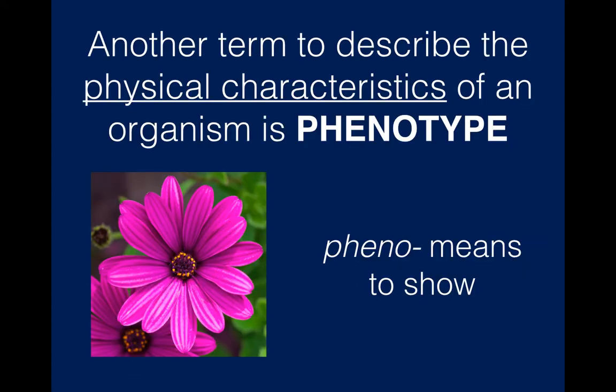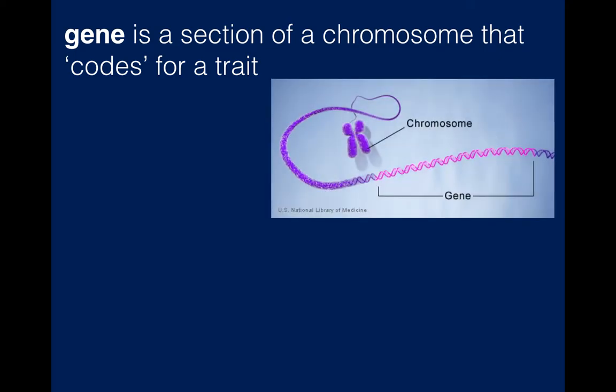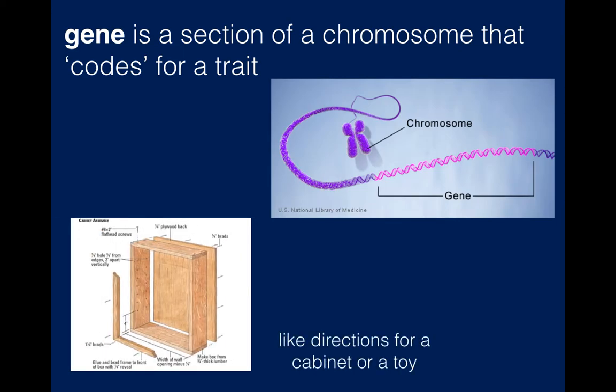Another term to describe the physical characteristics of an organism is phenotype. Pheno means to show. A gene is a section of a chromosome that codes for a trait. So if a chromosome was unwound, it's made of DNA, and sections of that DNA are genes. These are like directions for a cabinet or a toy.